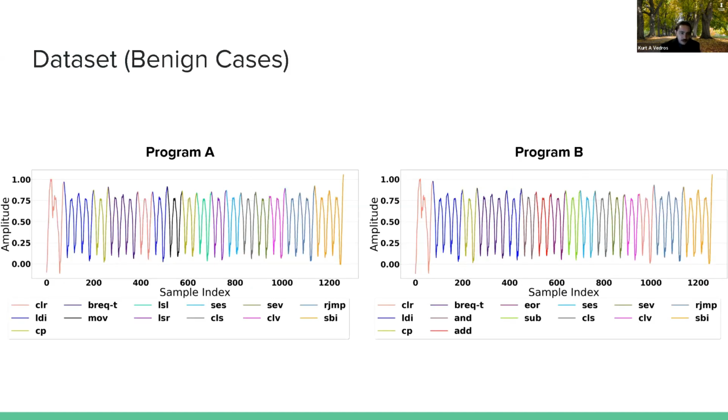The following are examples of the electromagnetic signal gathered for the benign case. Program A is presented to the left and program B is to the right. Each instruction's location in the electromagnetic signal is further identified with color variation. As such, different instructions can be seen at roughly index 400 to past 600, with the third to last instruction just before the thousands, also being a different instruction.